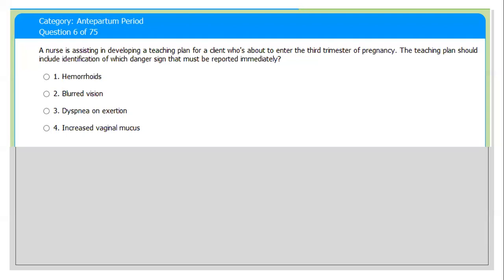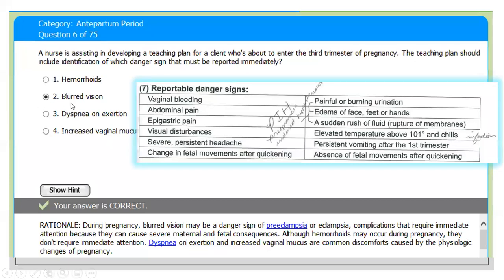Number 1, hemorrhoid. Number 2, blurred vision. Number 3, dyspnea on exertion. Also, increased vaginal mucus secretions. The correct answer is blurred vision.